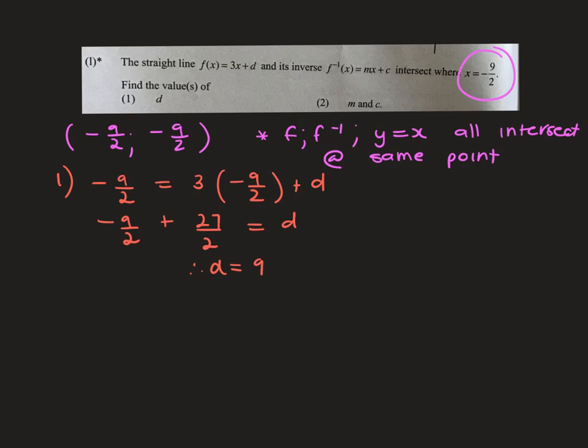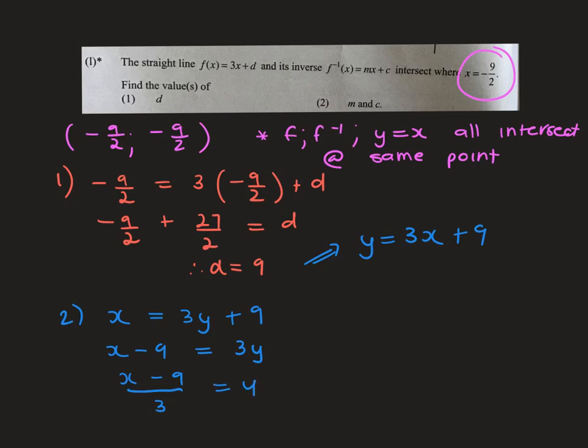Now we need to find the values of m and c. Well, we must just find the inverse function. That's pretty easy, because what do we do first? We switch. This, by the way, is y equals 3x plus 9. So let's switch x and y around. x is equal to 3y plus 9. We're going to subtract 9 from both sides, and we're going to divide both sides by 3. So (x minus 9) over 3 will be equal to y. That will be the equation of your inverse.